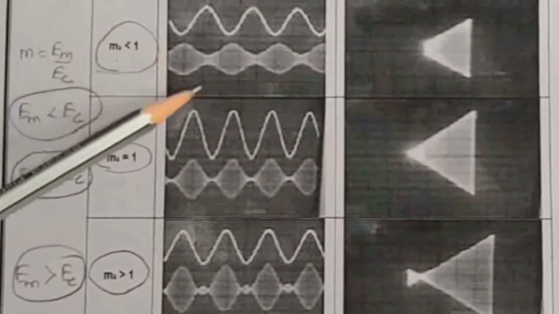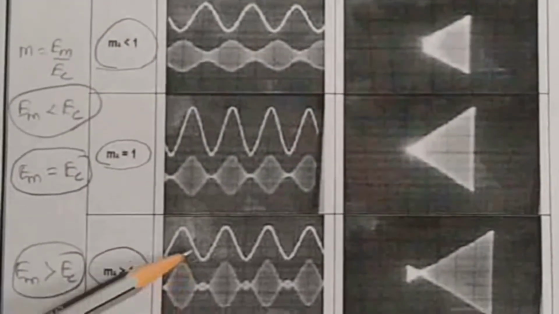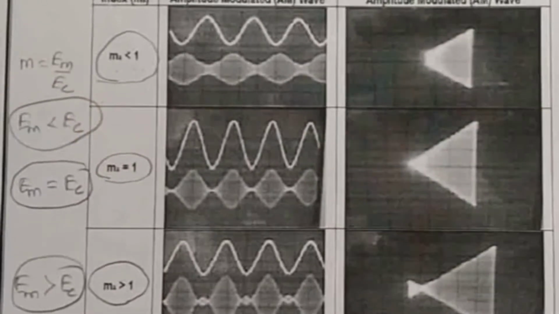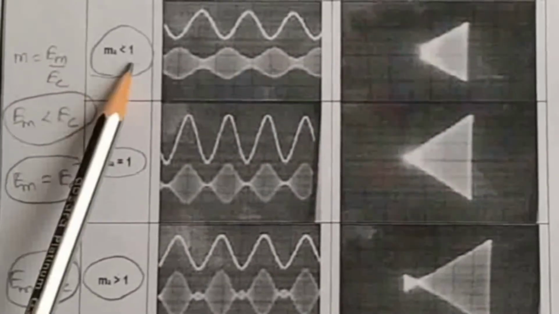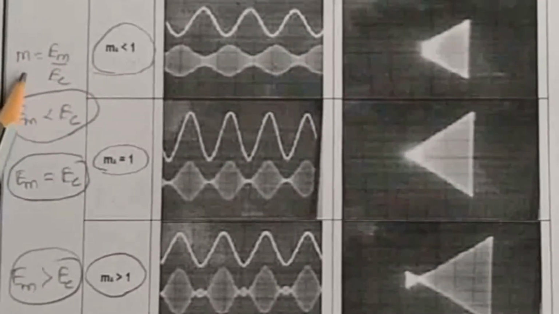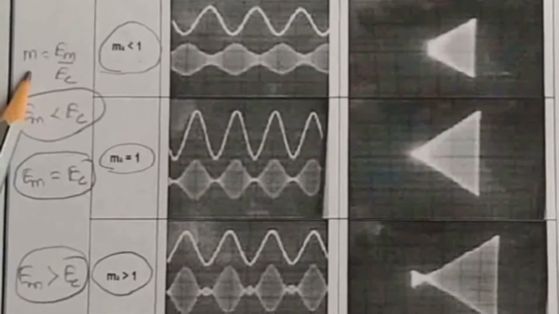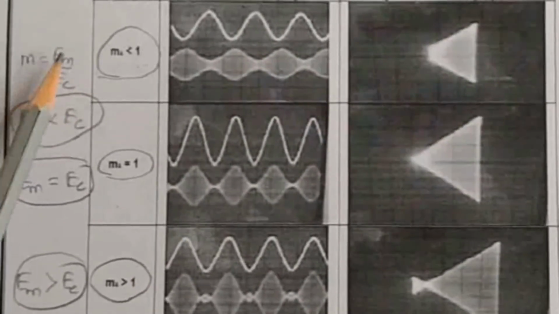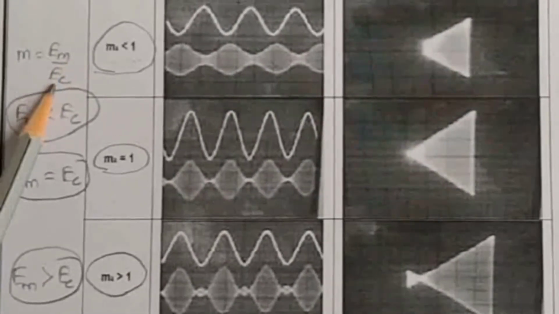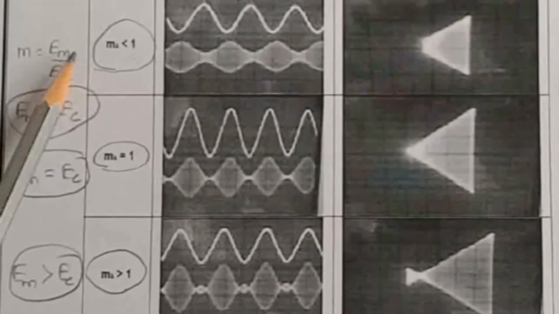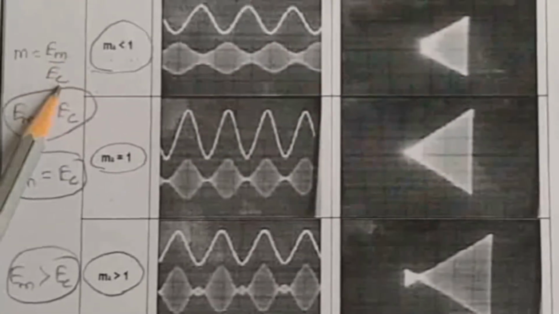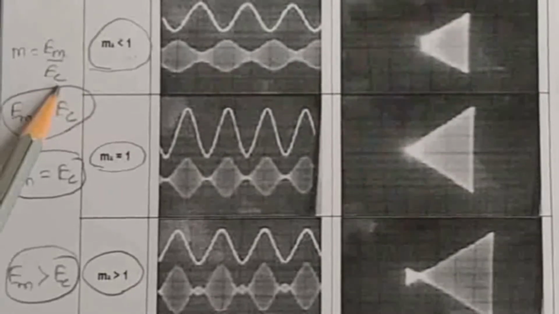So these are the natures of the output waveforms based on the modulation index value. In the first case, the modulation index value is less than 1, right? How are we going to calculate the modulation index? The modulation index can be calculated by using this formula, M is equal to Em by Ec. Em is nothing but the amplitude of the modulating signal, and Ec is nothing but the amplitude of the carrier signal, right?